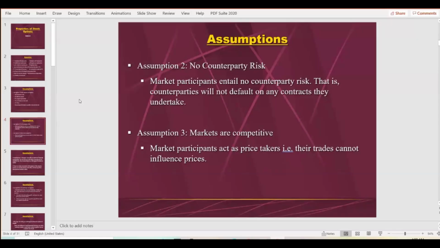So for example, if you have an investor or a trader placing a large order to buy call options, that order will not lead to an increase in the price of call options. So in this case, option prices are not affected by supply and demand forces. If there's a higher demand to take long or short positions in options, this won't lead to any change in the price. So traders will act as price takers. Whenever they buy or sell, they will transact based on the prices available in the market.